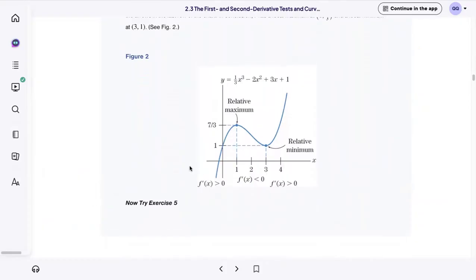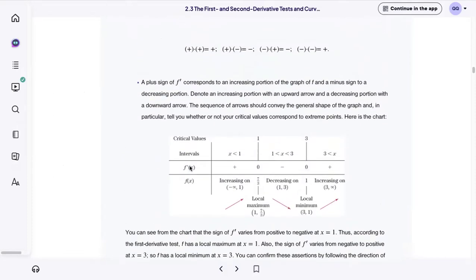So how do we find this? Remember, we have 2 critical points. We solve for the 2 critical points, so x equals 1 and 3 are the 2 critical points. So we split the interval into these kinds of intervals: x less than 1, x in between 1 and 3, and x greater than 3.